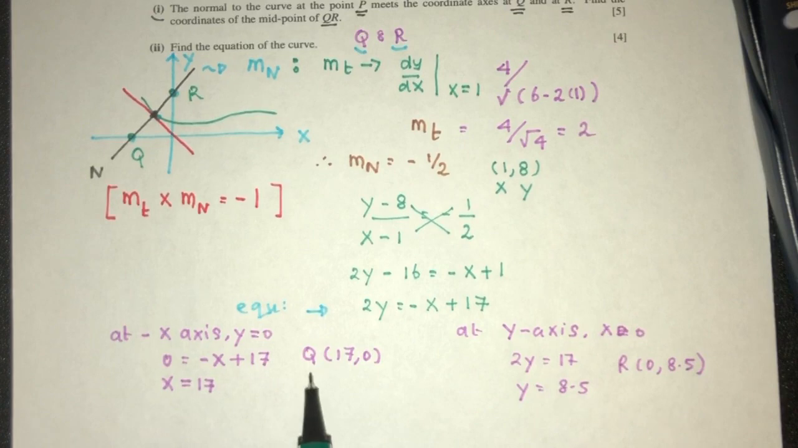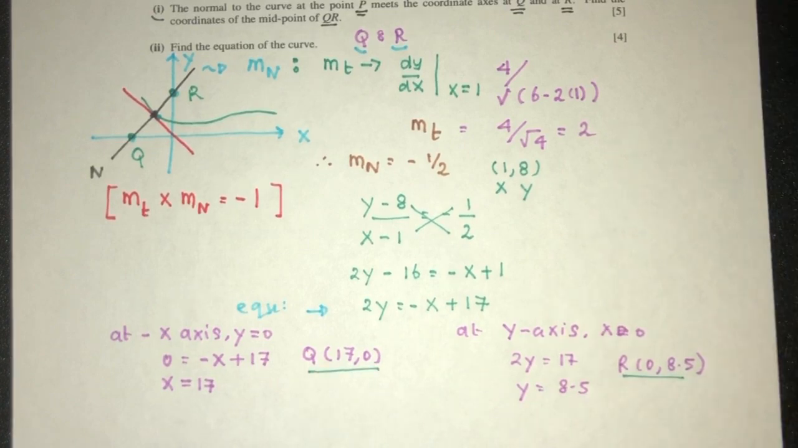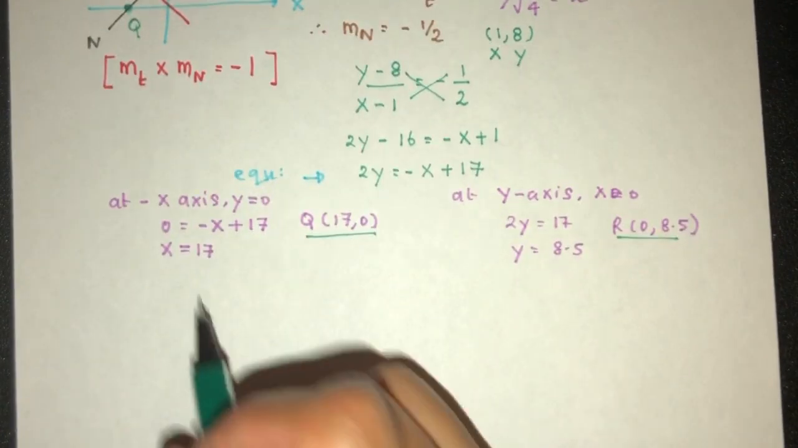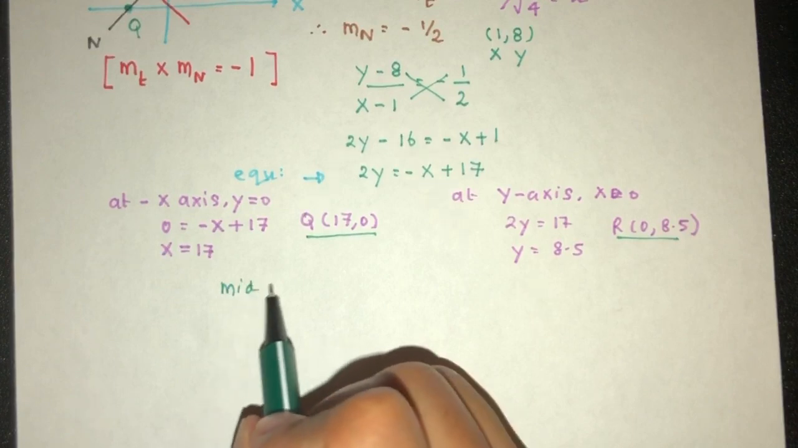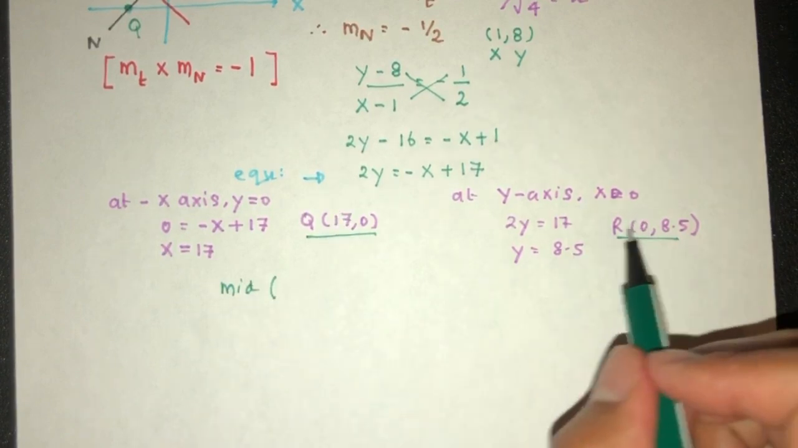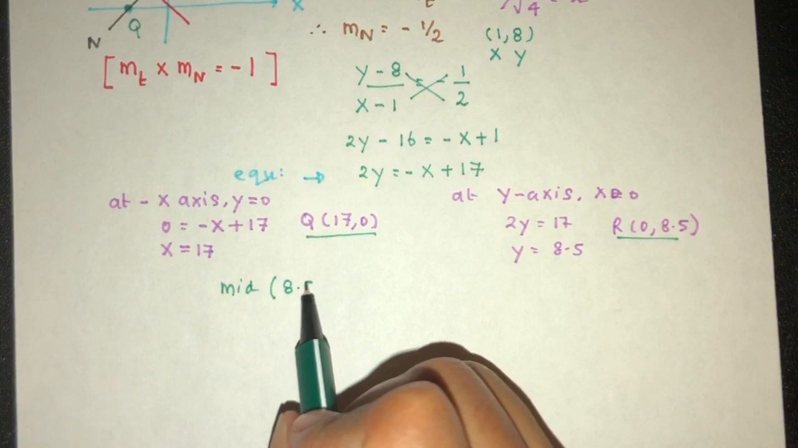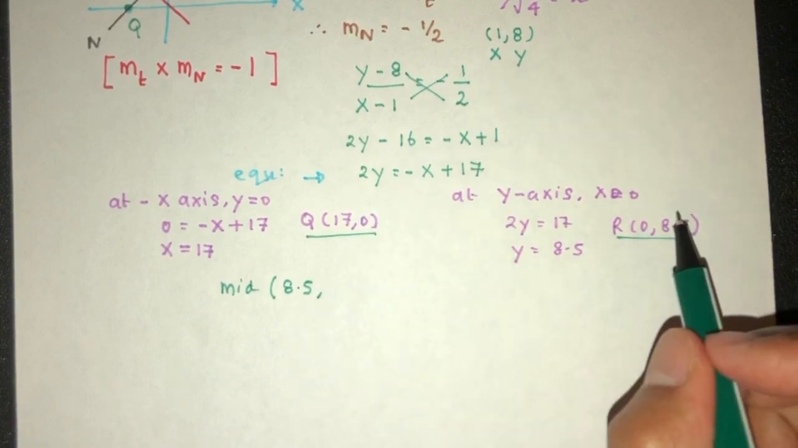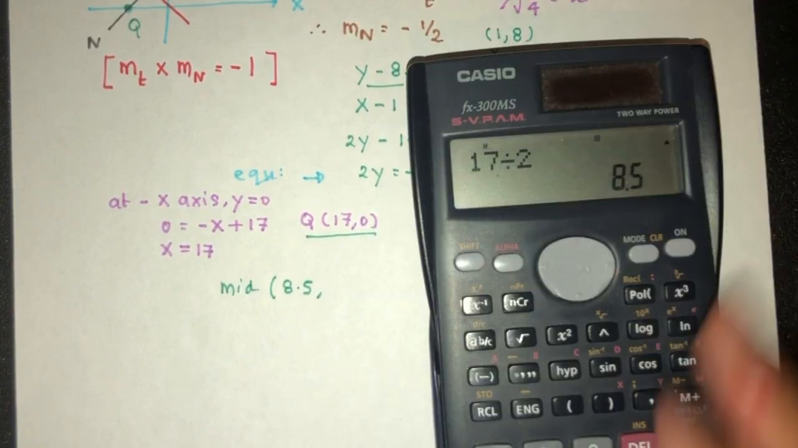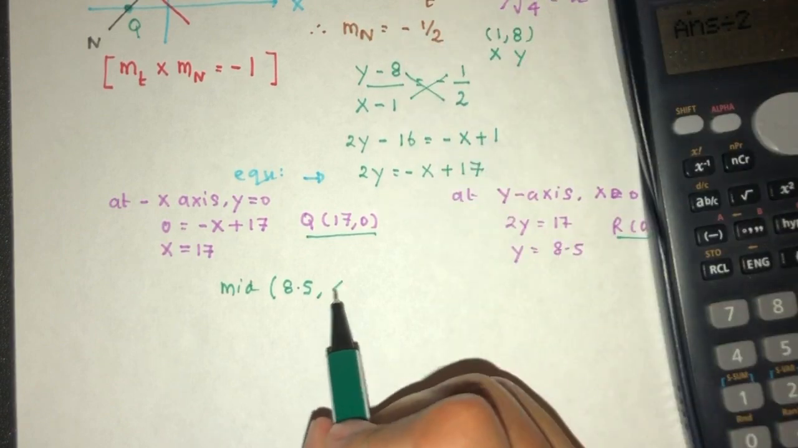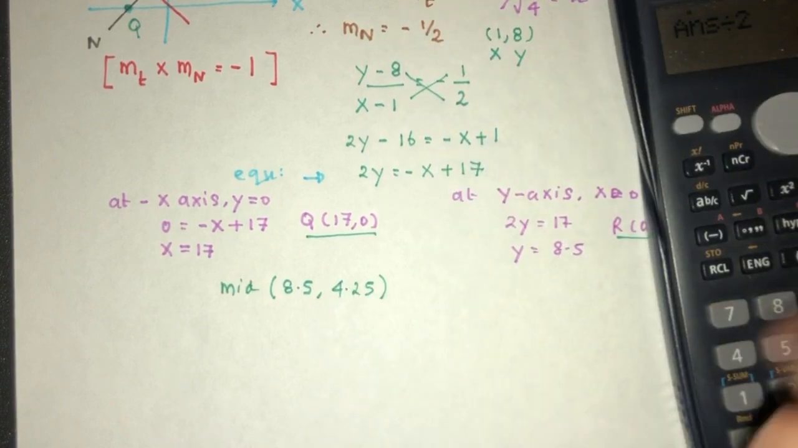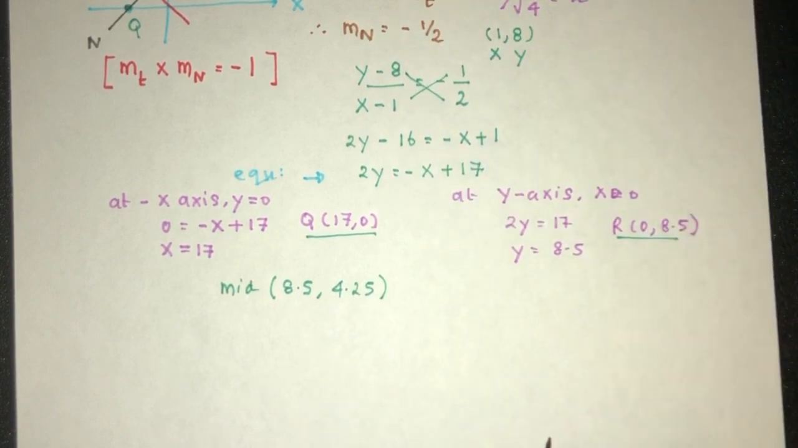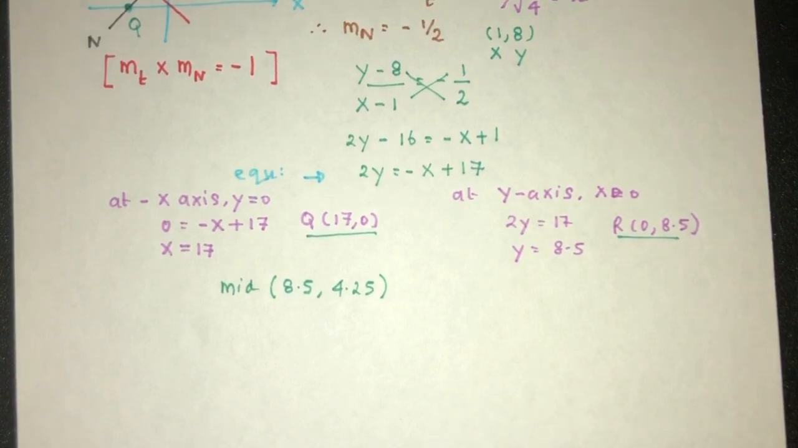So now we have 2 points, Q and R. We have to find the midpoint of Q and R. We can just use the formula, which is that the midpoint has to be x1 plus x2 divided by 2. That should be 8.5. And y1 plus y2 divided by 2. That should be 4.25. So this is the midpoint of QR, part 1 of the question.